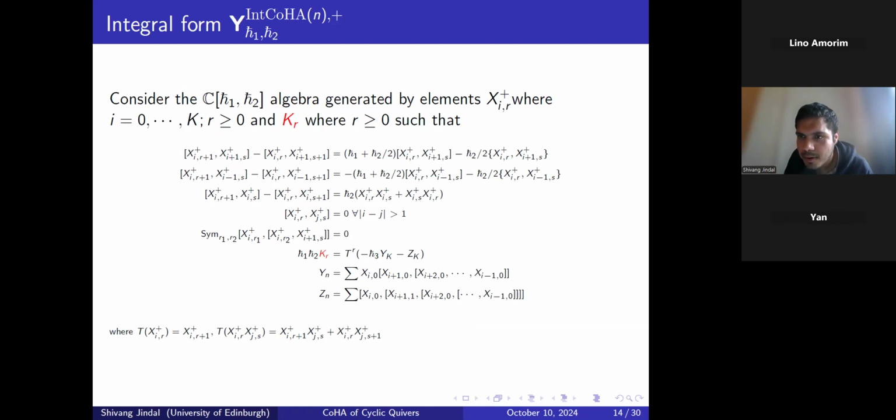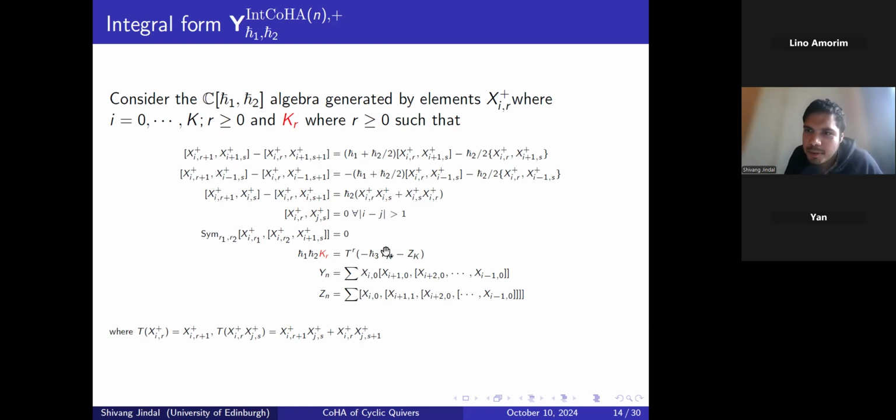It's a question about the notation. Integral form. Why do you have CoHA in the superscript? Maybe I should just write Yangian, some version of Yangian. There are many of them. So it has nothing to do with CoHA. I mean, it is isomorphic.